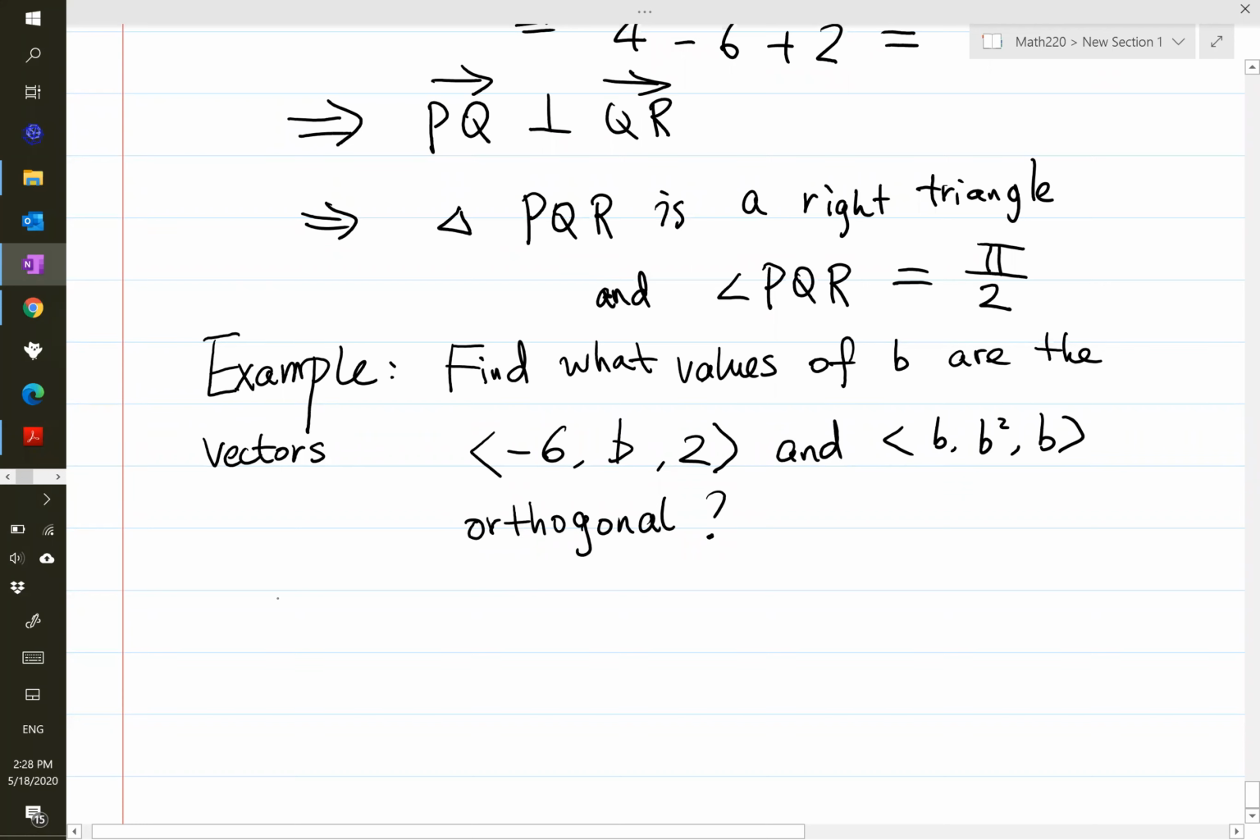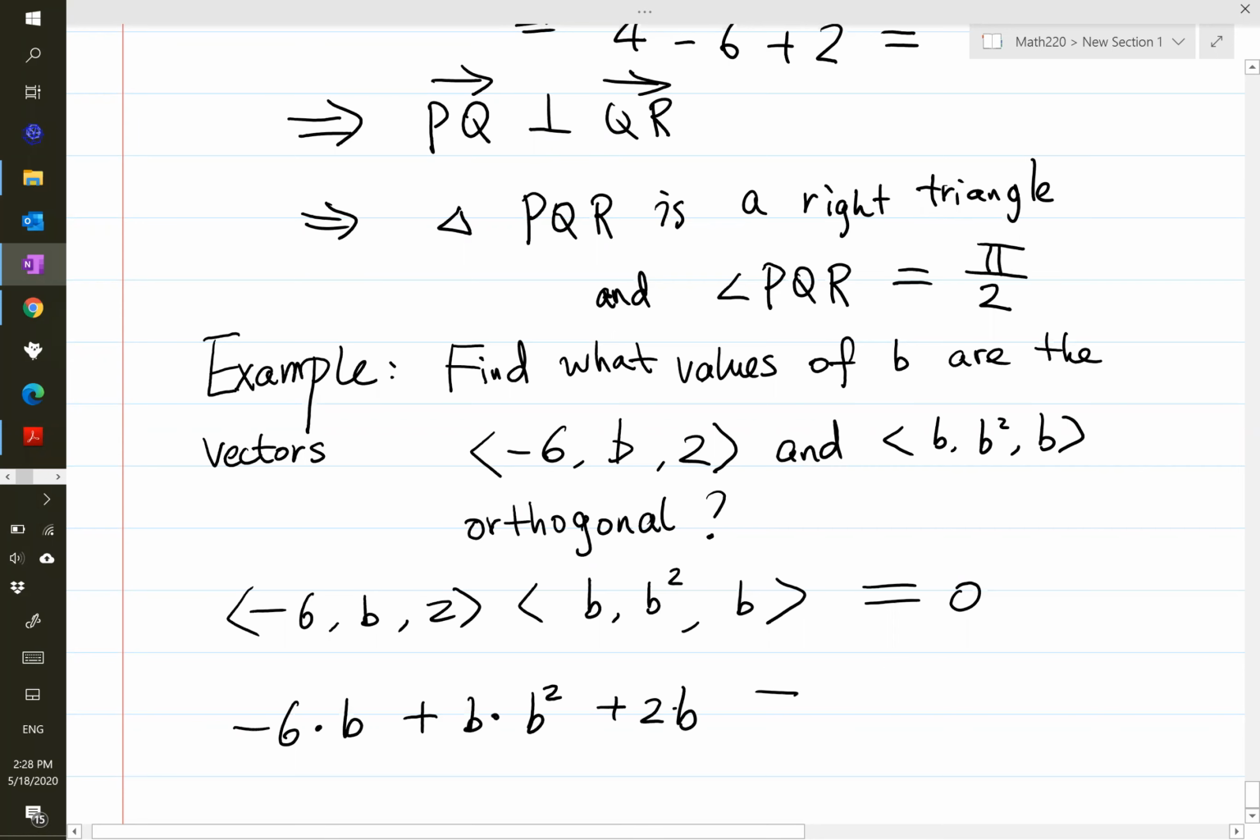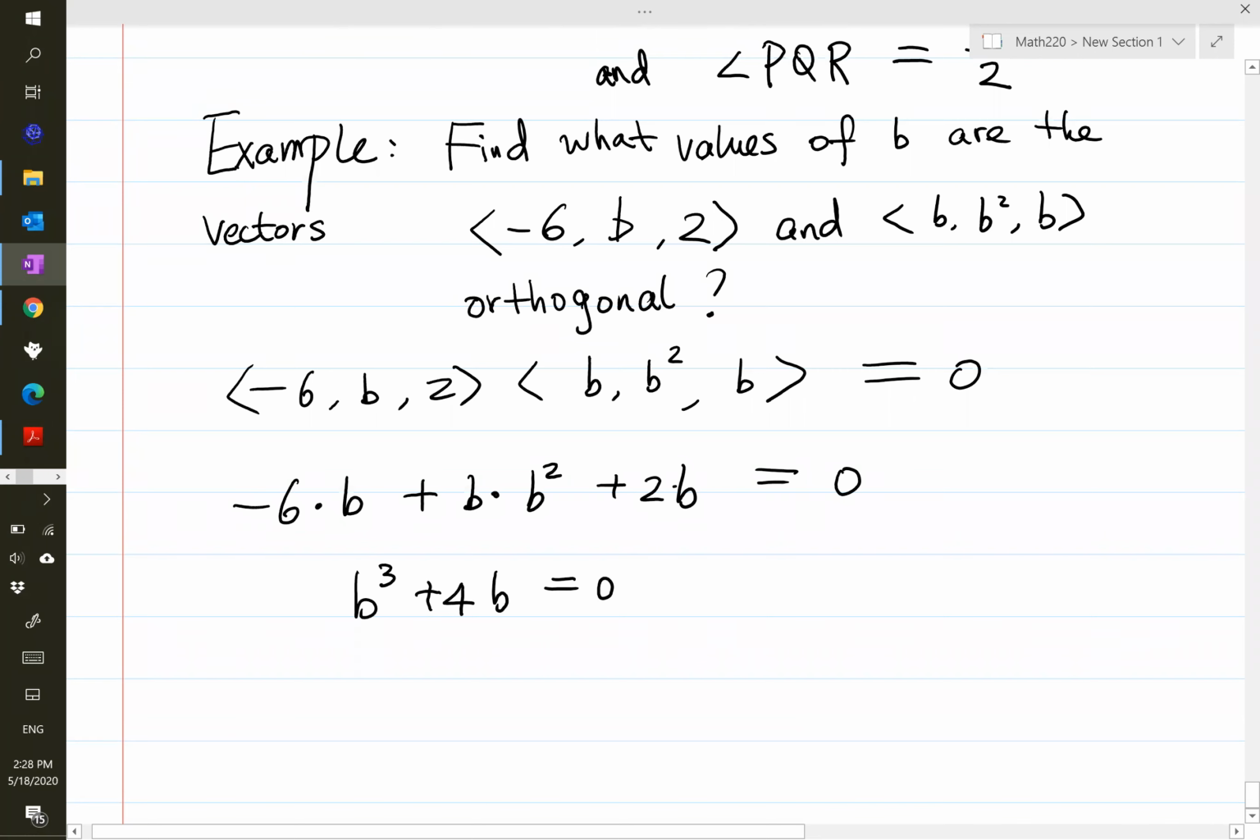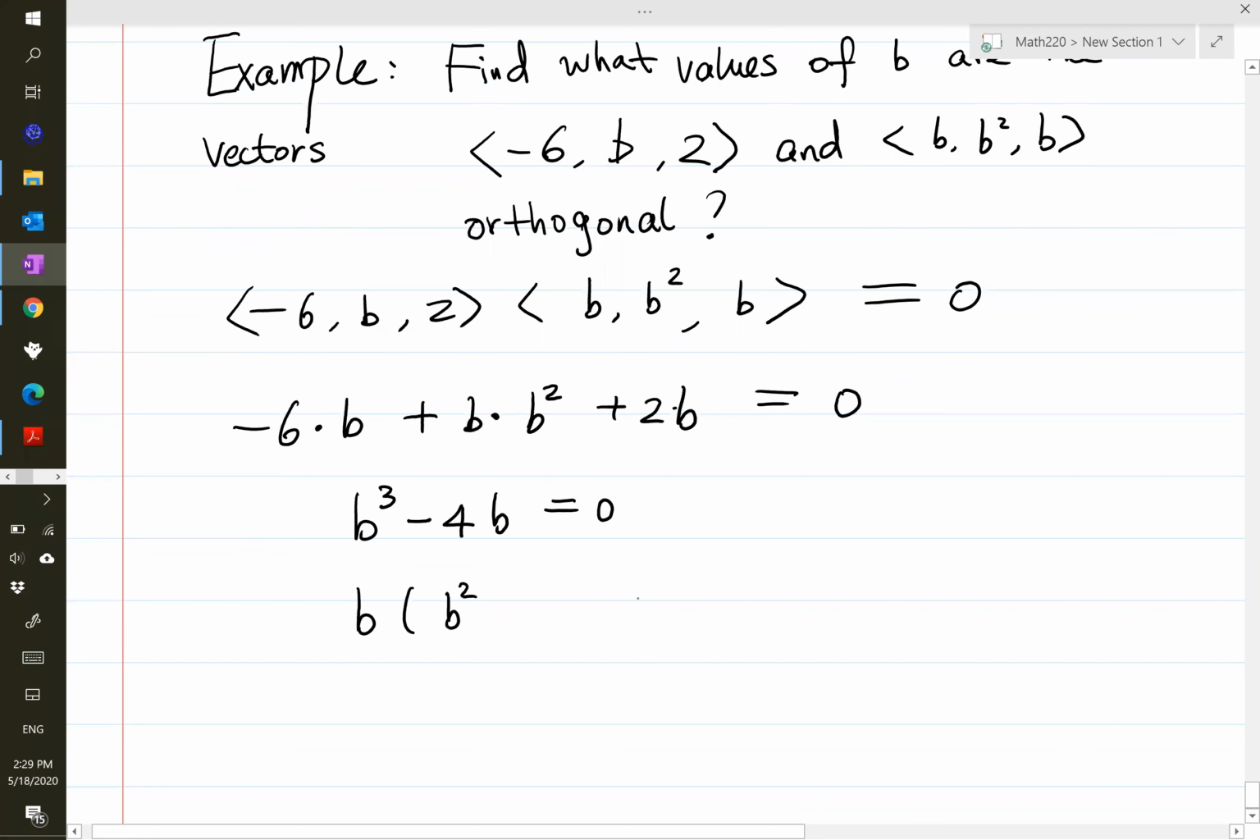The two vectors are perpendicular, so we take the dot product, and the dot product should be 0. So -6 times b plus b times b squared plus 2 times b is 0. So this should be b cubed plus 4b... negative 6b plus 2b is negative 4b. So we get b times (b squared minus 4) is 0. So we solve this equation and get b equal to 0 or b equal to plus or minus 2.